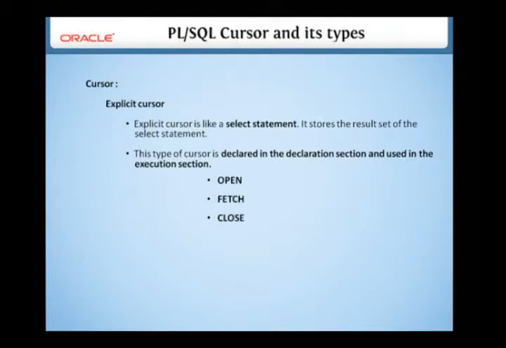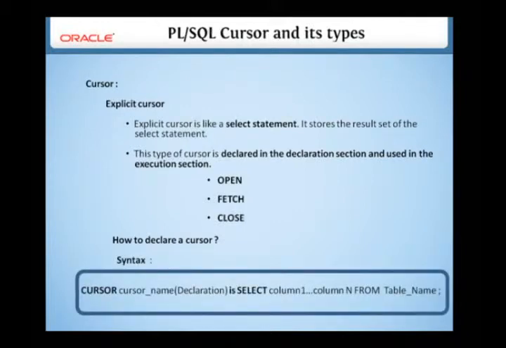Let's discuss these commands. First, let's see how to declare a cursor. A cursor must be declared in the declaration section before it is used in the execution section. Here is the syntax for declaring a cursor. In this syntax, cursor is a key word. Cursor name specifies the name of the cursor to be created. Declaration. Here we can declare input variables to the cursor. Is a key word. In the select statement, we can select a set of rows. There, I hope everyone understands cursor syntax.